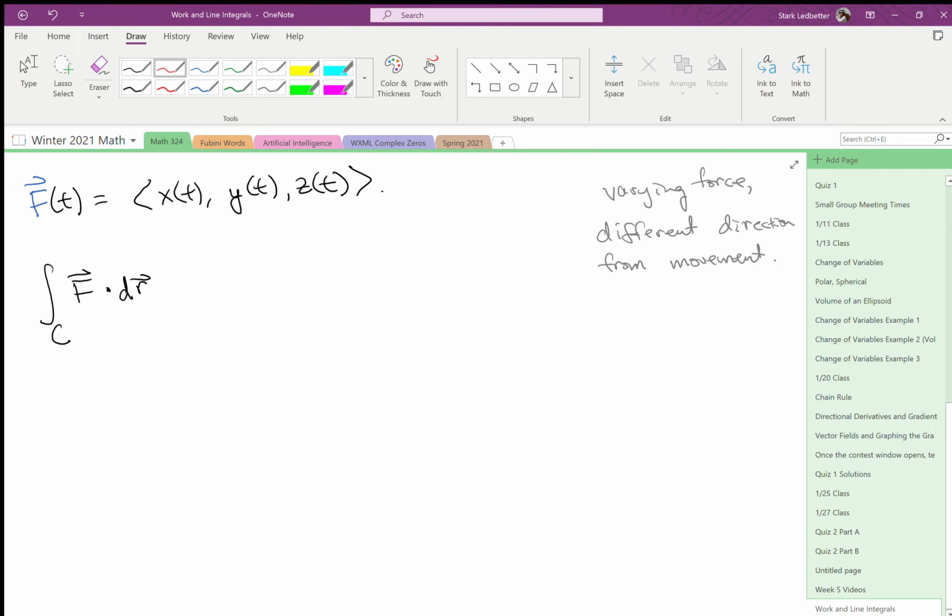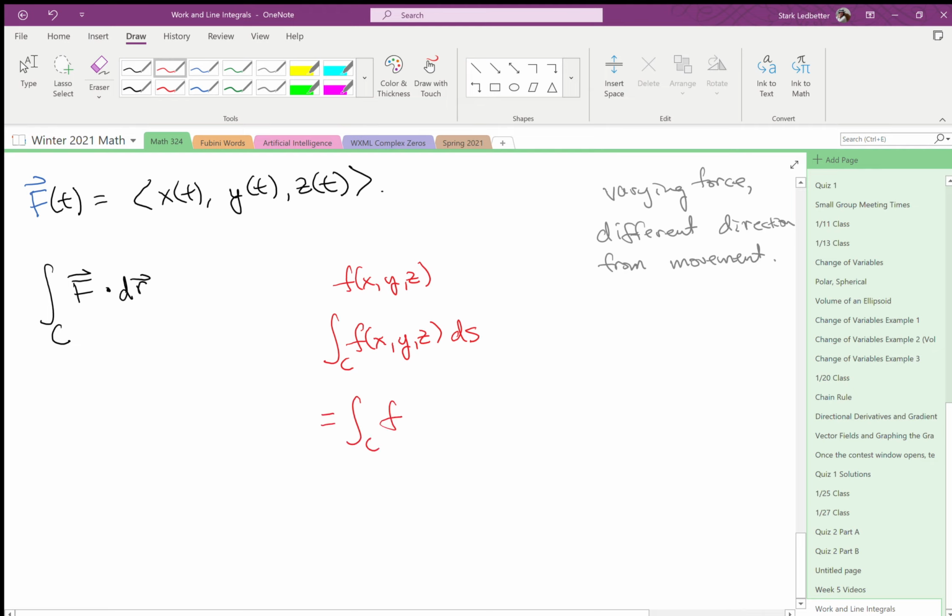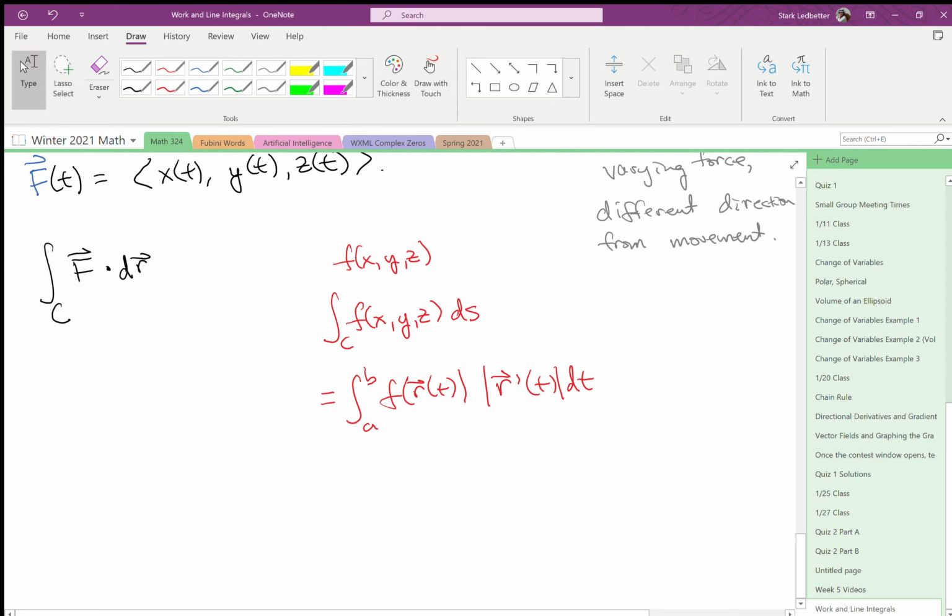So if we think of our f of x, y, z example, we were calculating the integral of f of x, y, z ds, which was supposed to be equal to f, plug in r of t, take the magnitude of r prime of t dt, right? Going from, I guess, a to b. Okay. What would be the analogous case if we were going in the same direction as our movement?